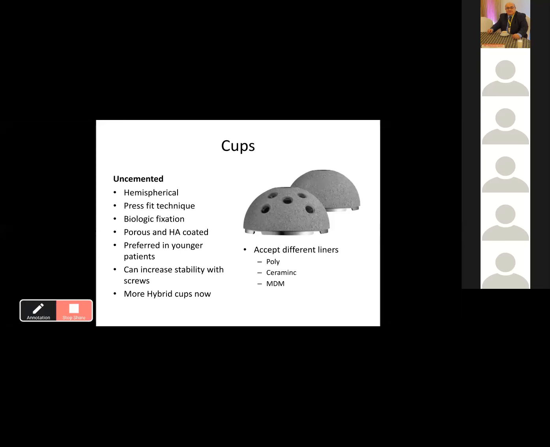And the other advantage of these cups, and I think why they're getting more popularity, is you can choose different liners for the same cup. So commonly poly, you can do a ceramic or you can do an MDM, so that's a dual mobility where you have a metal liner with a plastic and then metal or ceramic head, which gives you increased stability.